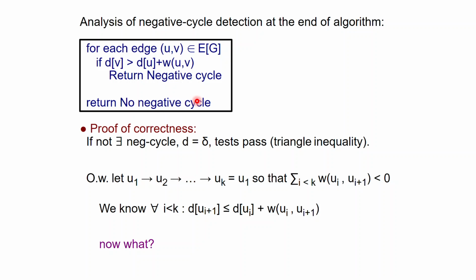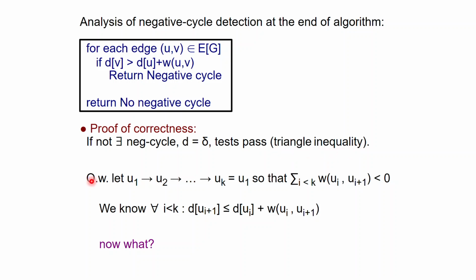These proofs are useful because they build our intuition of graph algorithms. So first let us observe that if there is no negative weight cycle, then we claimed before that d will be equal to delta. And when d is equal to delta, then all these tests will pass. The true distance delta never satisfies this. The distance of v is always at most the distance of u plus the weight of the edge uv. This is known as the triangle inequality.